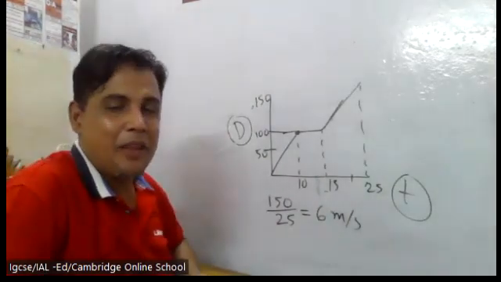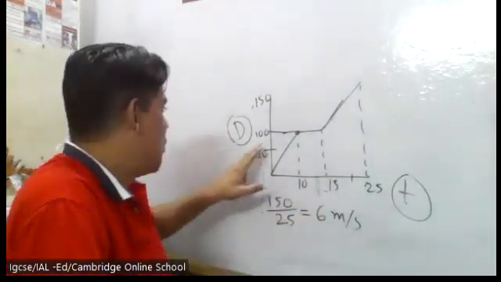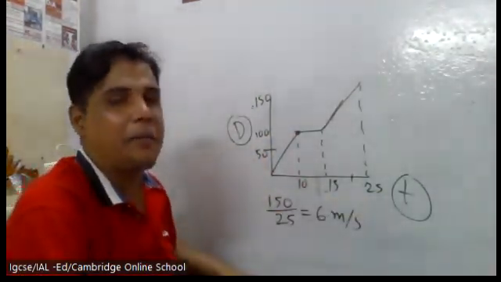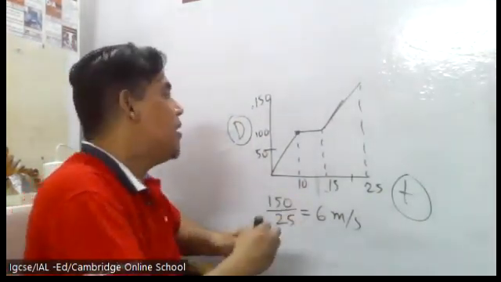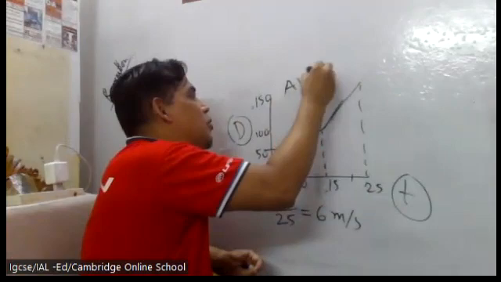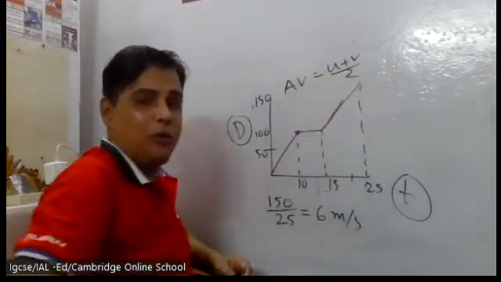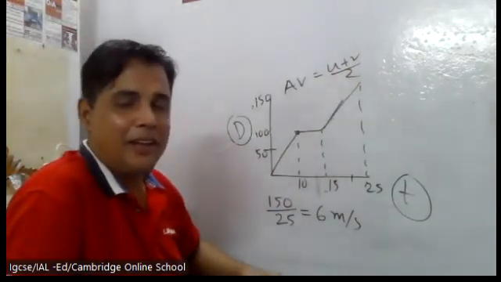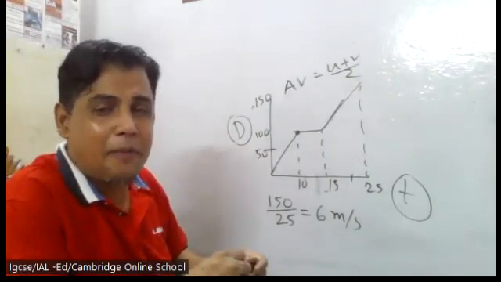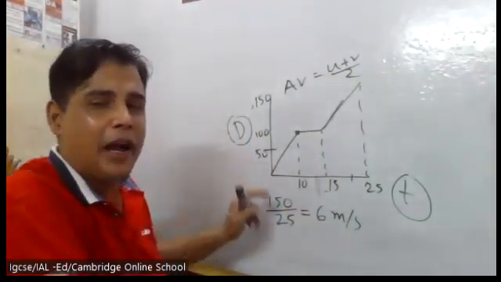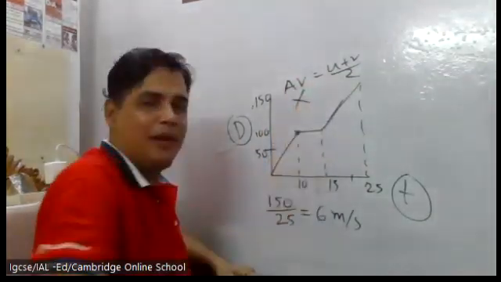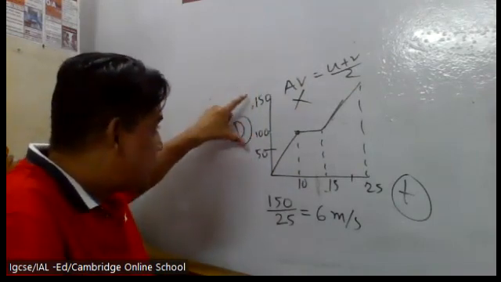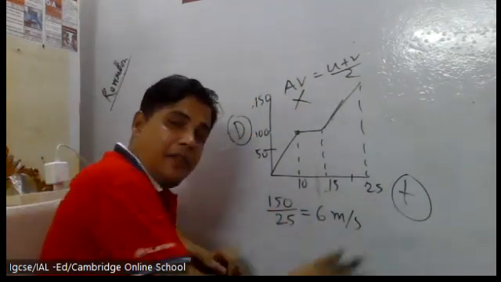Again, I'm repeating: there are two types of graph, the speed time graph and the distance time graph. If it is the speed time graph, the formula of average speed is equal to u plus v upon 2, I mean the first speed and last speed upon 2. But as this is not the speed time graph, this is a distance time graph, so this formula is not applicable. In this situation, you have to divide the total given distance by the total given time.